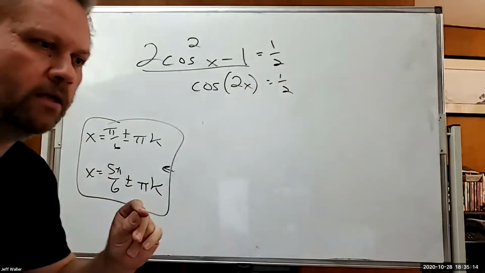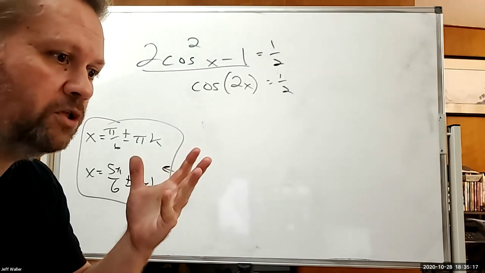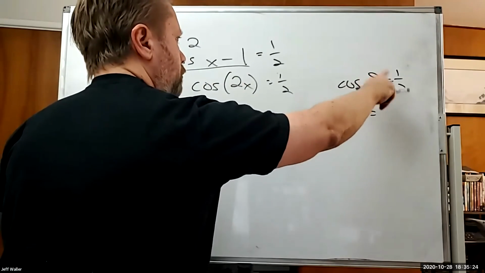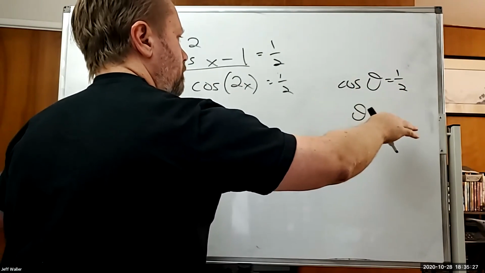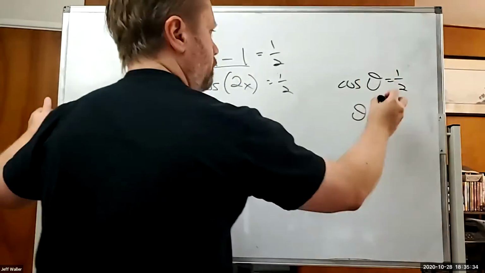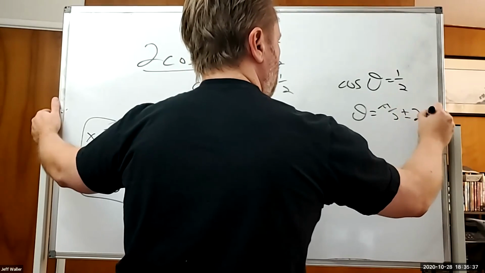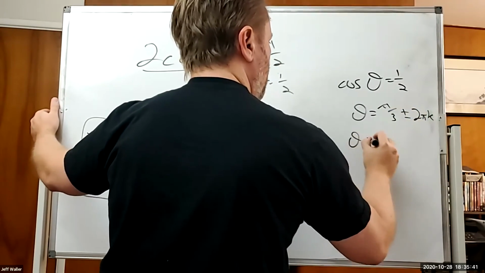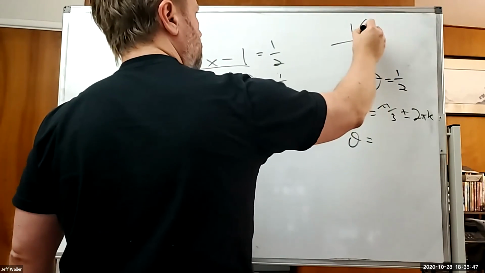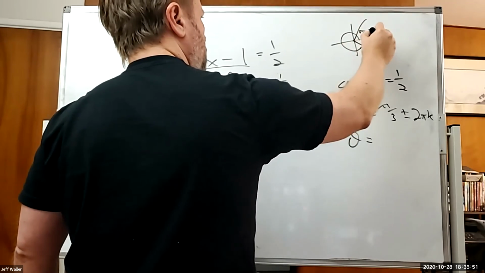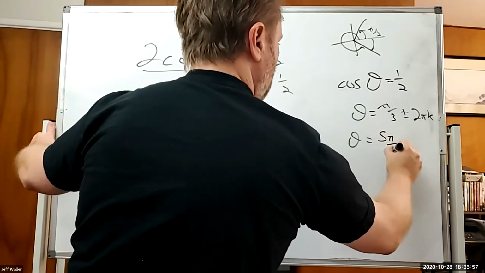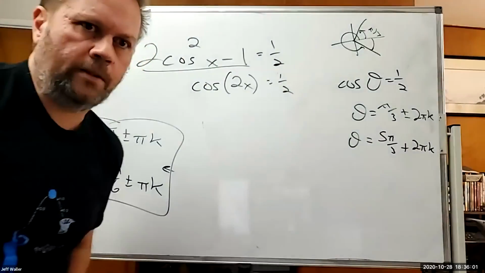Now, at first glance, you might be like, thanks, Jeff. But if my problem was this, what would my answers be? Cosine theta equals 1/2. What would my answers be? Pi over 3. Yeah, so pi over 3 plus or minus 2 pi k, right? And of course, negative pi over 3, which is 6 pi over 3 minus pi over 3 is 5 pi over 3. All right, let me stop for a minute. Is that cool?